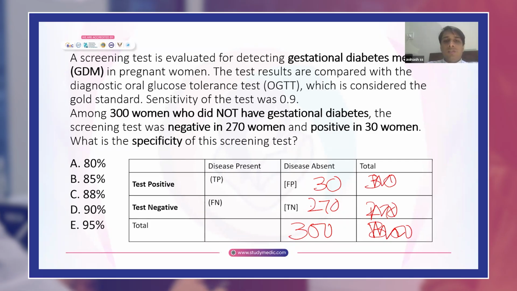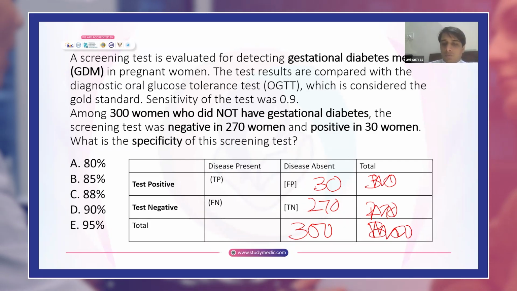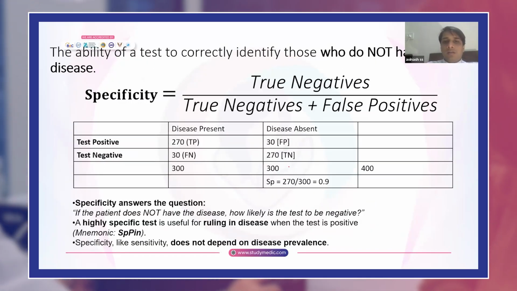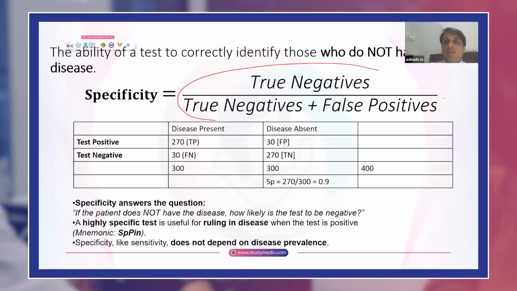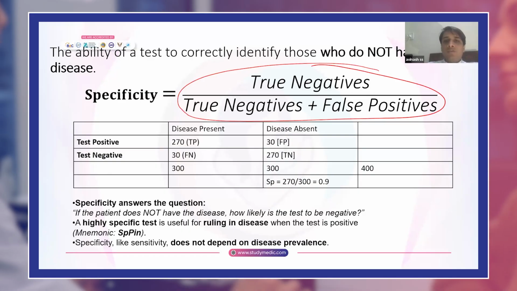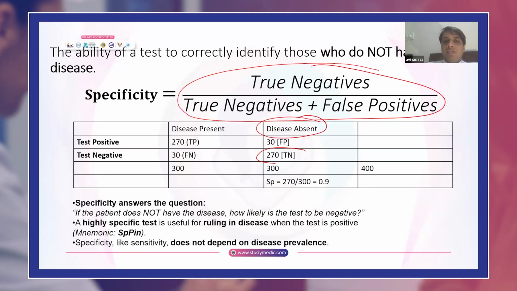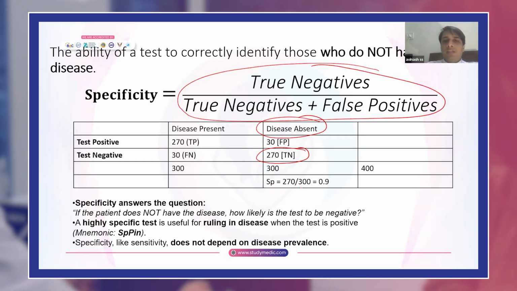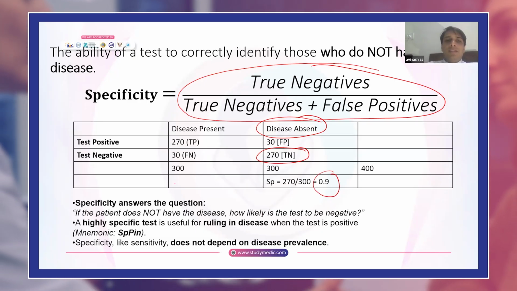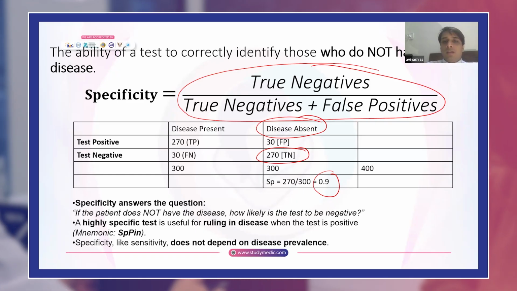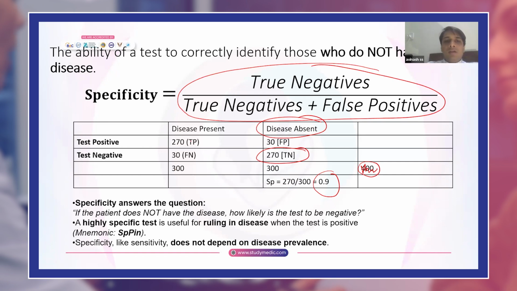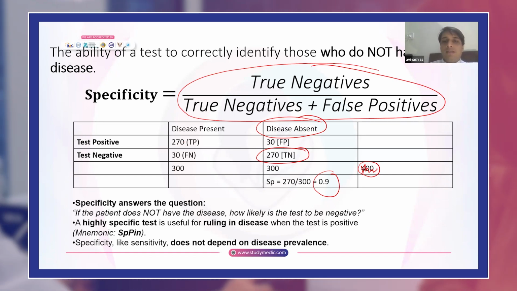All you have to do is, specificity means true negative divided by true negative plus false positive. Amongst those in whom disease is absent, how many tested negative becomes the specificity. So that is 270 by 300, which is 90%. The remaining you can fill based on the other data.